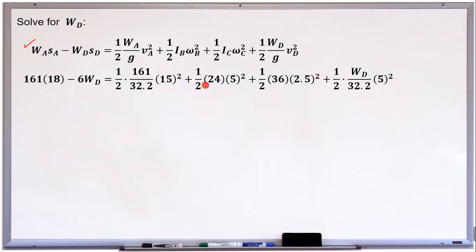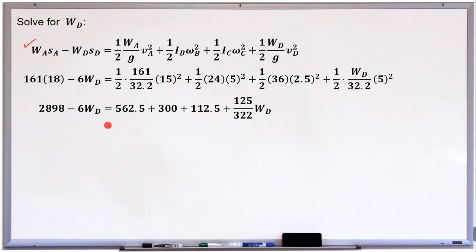Then the mass moment of inertia of B is 24. Then the final angular velocity of our cylinder B is 5 rad per second, so 5 squared, plus for C, we have 1/2 times its mass moment of inertia, that's 36, multiplied by its final angular velocity, that's 2.5 rad per second squared, plus 1/2 times the unknown, which is the weight of our block D over the Earth's acceleration due to gravity multiplied by its velocity. So the velocity of D again is 1/3 that of A, so that's 1/3 of 15, that's 5, then squared.